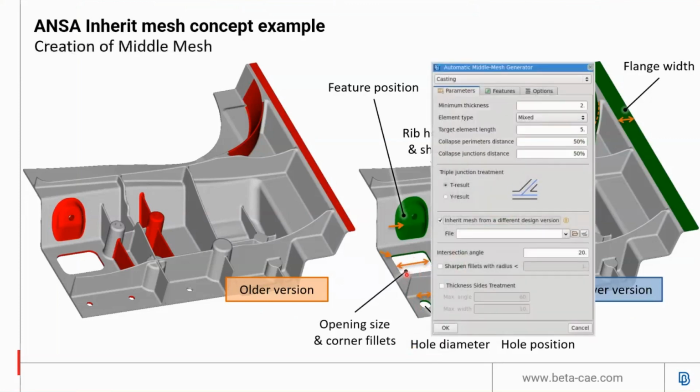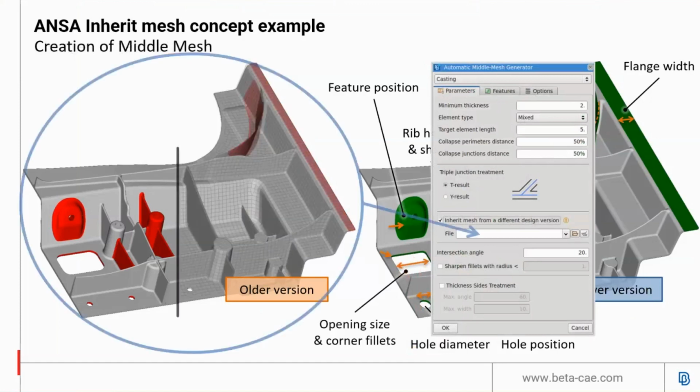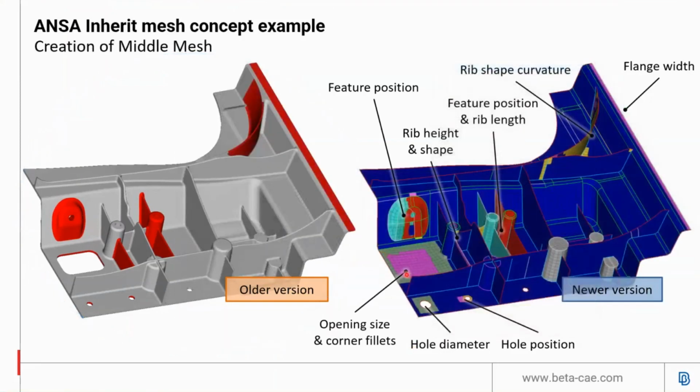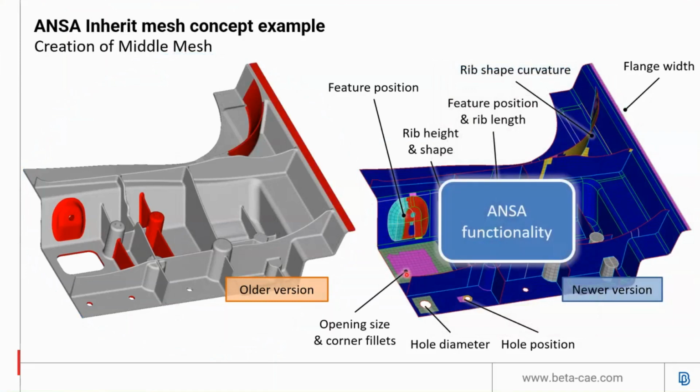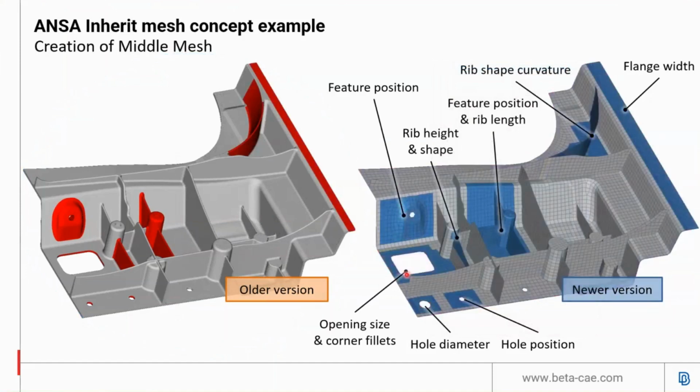We can give this new geometry to the middle mesh generator and give the previous geometry and the previous mesh representation. The automatic result of the middle mesh generator is this. The mesh from the areas with no changes is inherited and all changes are shown in color coding. Using ANSA functionality and having the colors as guidance, the user can easily get the final mesh result, which in this case looks like this. The gray areas are the ones with inherited mesh. The blue ones are the areas with new or changed mesh.